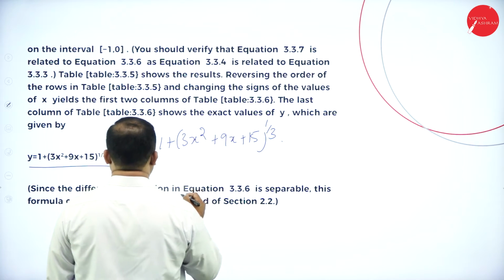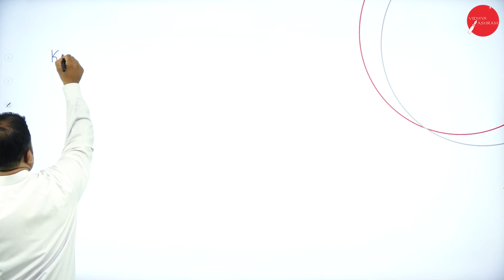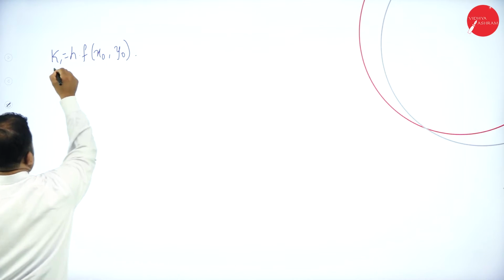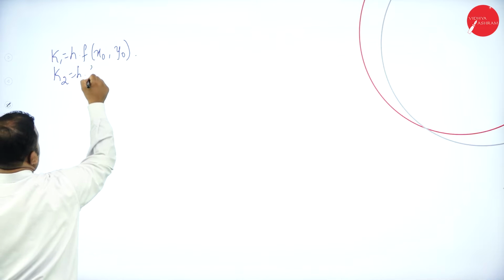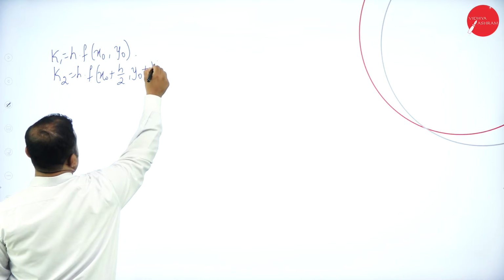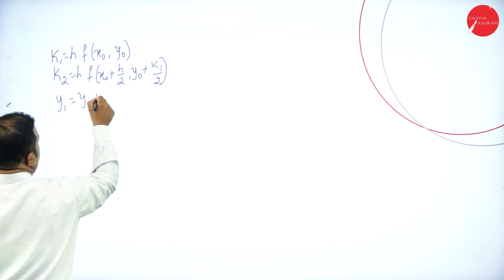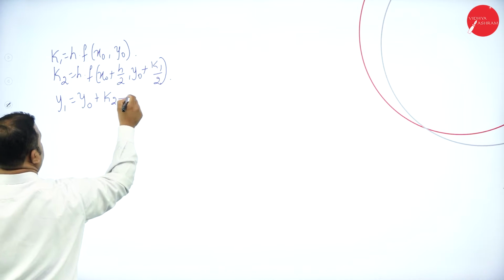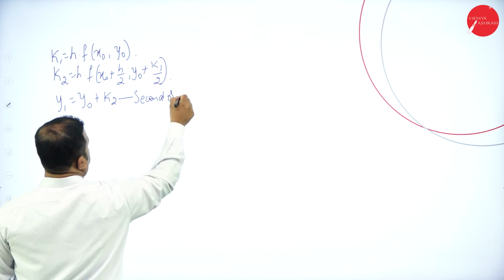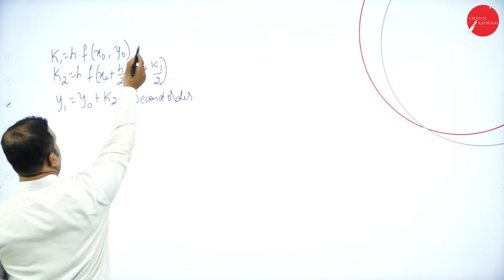Then we have the initial equations considered here: k1 is equal to h into f of x0 comma y0. K2 is equal to h into f of x0 plus h by 2 comma y0 plus k1 by 2. Then we have y1 is equal to y0 plus k2. This is the formula for the Runge-Kutta second order method.